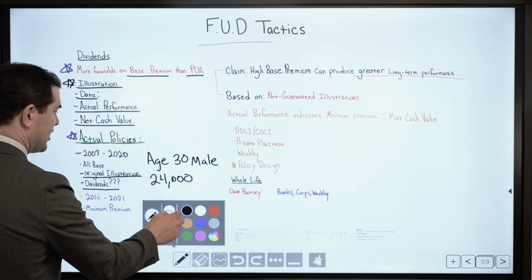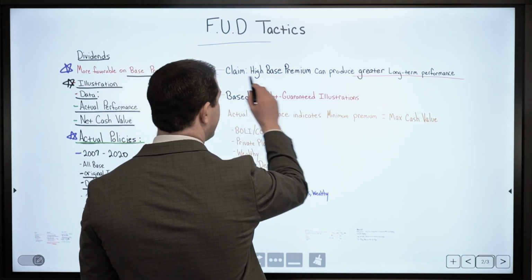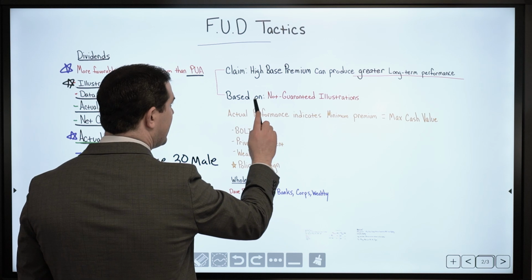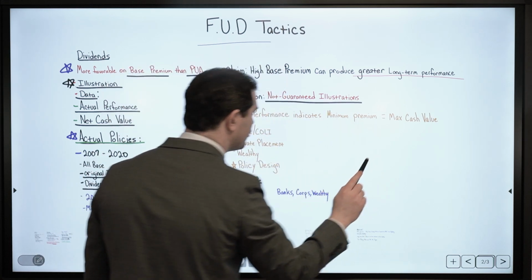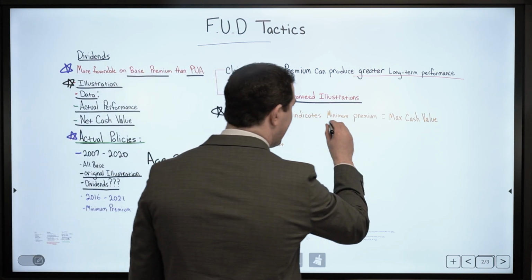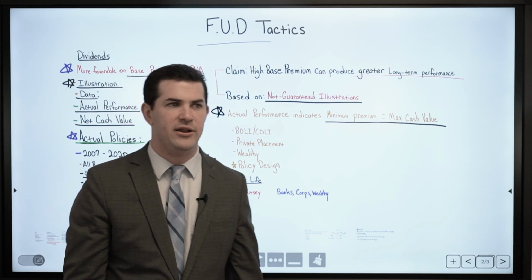So to kind of wrap this up, because I know this is a deep topic, claim higher base premium can produce greater long-term performance. Again, that is based on non-guaranteed illustrations. Actual performance, what I want to look at here, indicates that minimum premium policies result in maximum cash value.